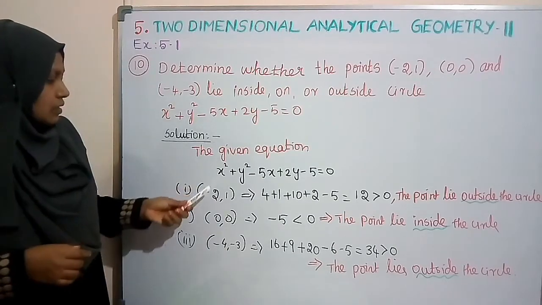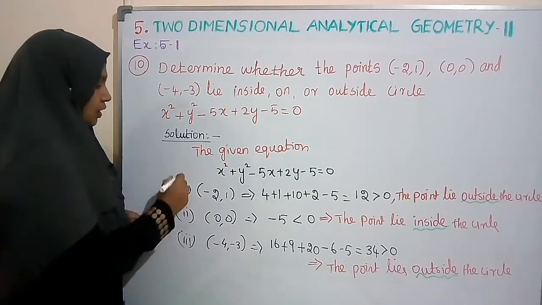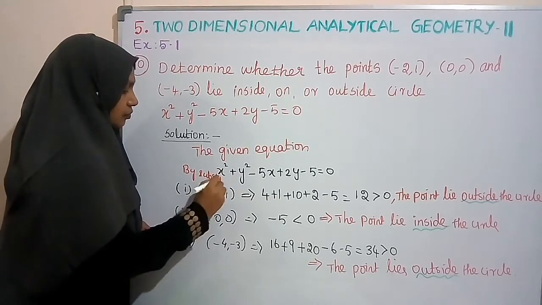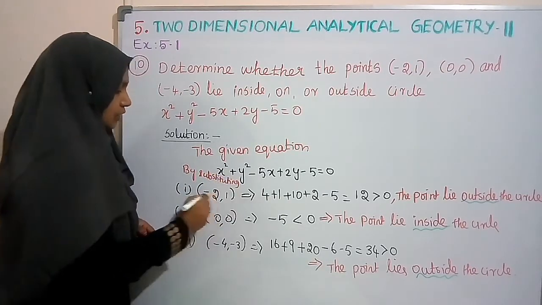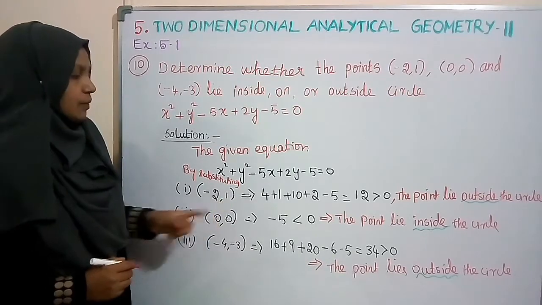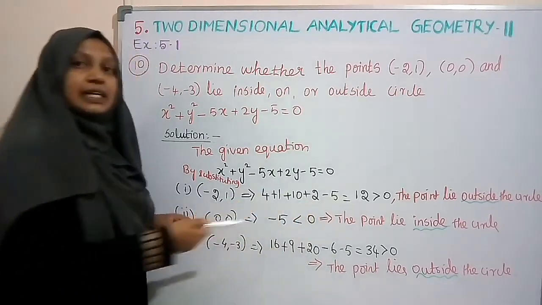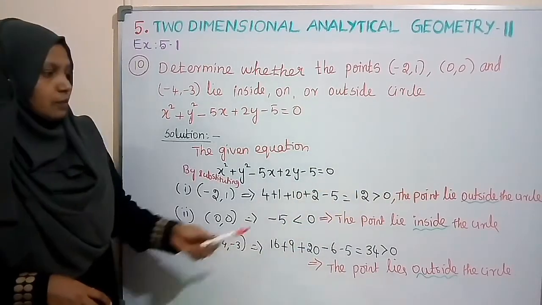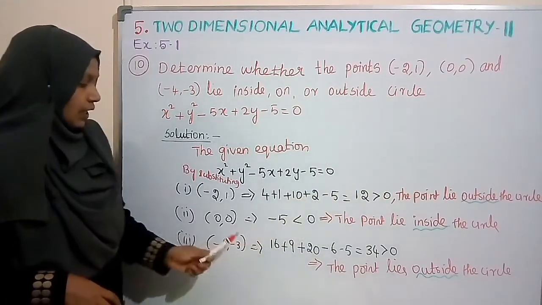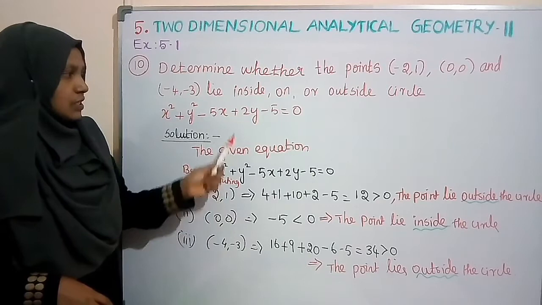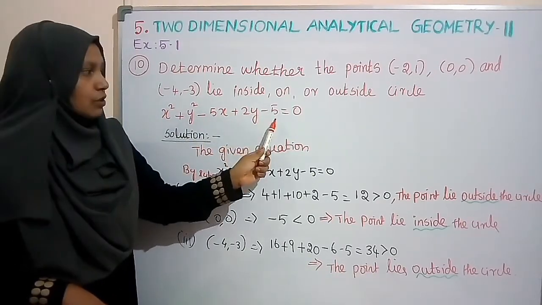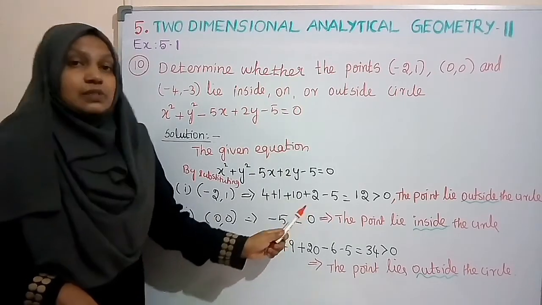Okay, so I substitute. We can write here by substituting the first point, minus 2 comma 1, we are getting 12, which is greater than 0. So I have written here the point lies outside the circle. Positive means outside. Okay, and the second one is 0 comma 0. If you substitute 0 comma 0 here, all these terms become 0. You will have only minus 5, which is negative.